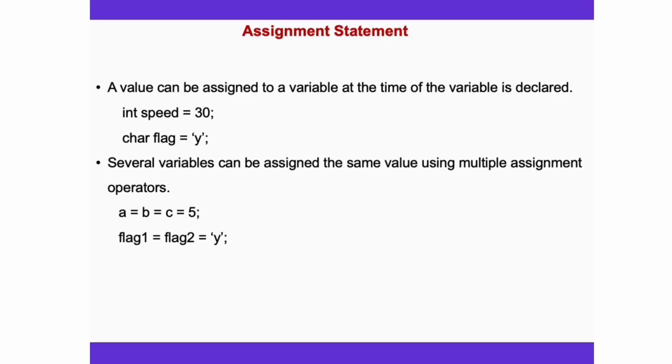Here we are showing some more examples. A value can be assigned to a variable at the time the variable is declared. It's another method to assign values to variables. int speed = 30, char flag = 'y'. Several variables can be assigned the same value using multiple assignment operators. For example, a = b = c = 5. This 5 will be assigned to a, b and c. Likewise, flag1 = flag2 = 'y'. This y value is assigned to flag1 as well as flag2. This is the example of assignment statements.